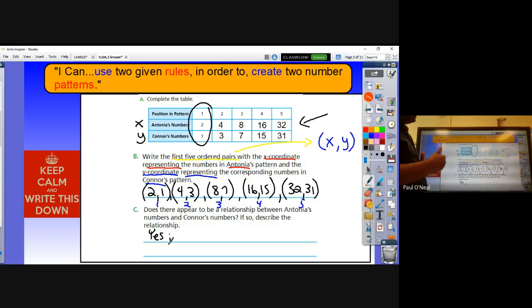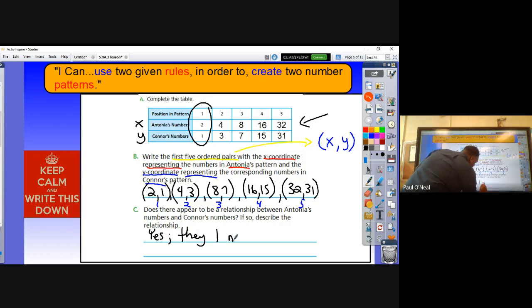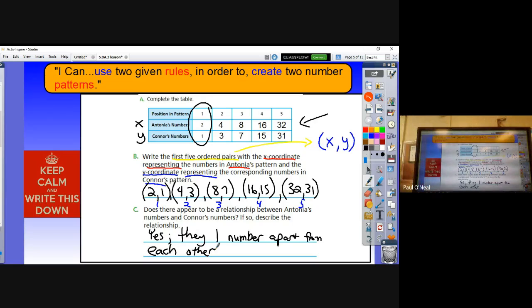So if we were to continue with this pattern and follow the rule, let's say we just wanted to come up with Antonia's numbers. We can easily find Connor's numbers based upon knowing that they're 1 apart from each other. Okay? So I'm just writing that. They are 1 number apart from, again, forgive the board, each other. Or forgive me with writing on the board. And what does it mean by they? I mean Antonia and Connor. Okay, they are 1 number away.